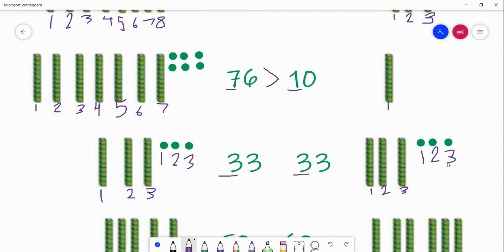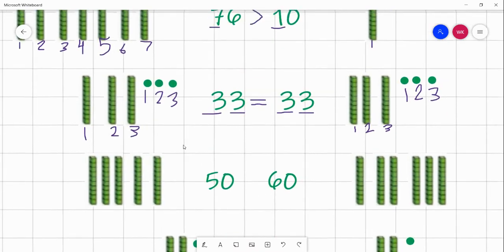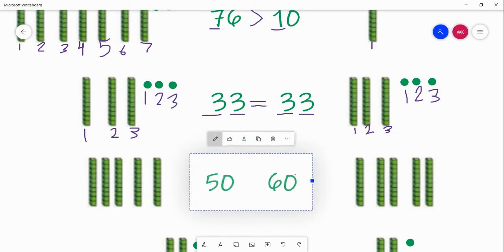So both of these numbers have 3 tens and 3 ones. So that means that these numbers are equal to each other. They have that same value. They have 3 tens and 3 ones on both sides on those visual representations. So 33 is equal to 33. And I'm going to go ahead and change this problem for you guys.